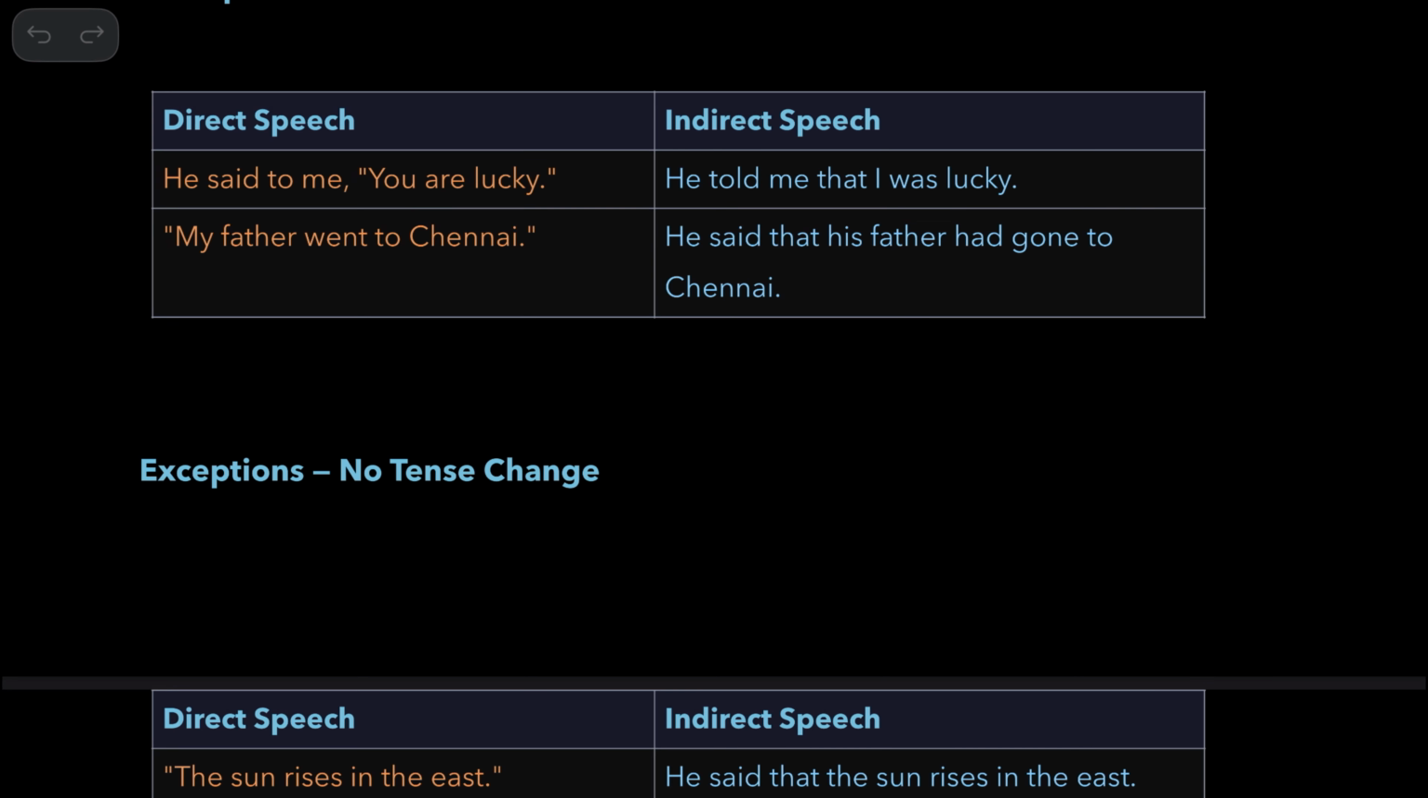And take a look at one more sentence. My father went to Chennai. He said that his father had gone to Chennai. See here, went is past simple. This is past perfect.